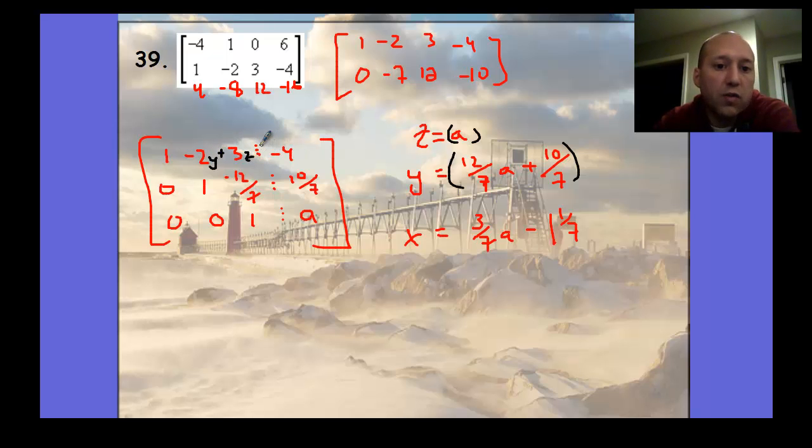If you put this back in equation format, so you have the 1x minus 2y plus 3z equals negative 4, plug in what we know for z and y, then solve for x. Some good fraction work there. You might want to go through and make sure you can do that.